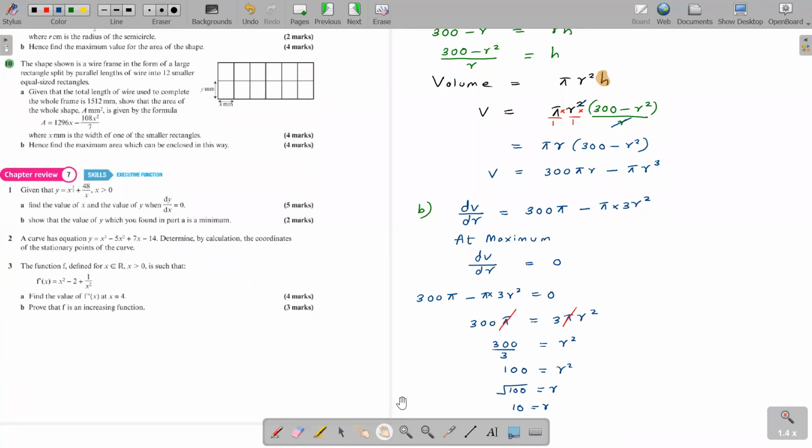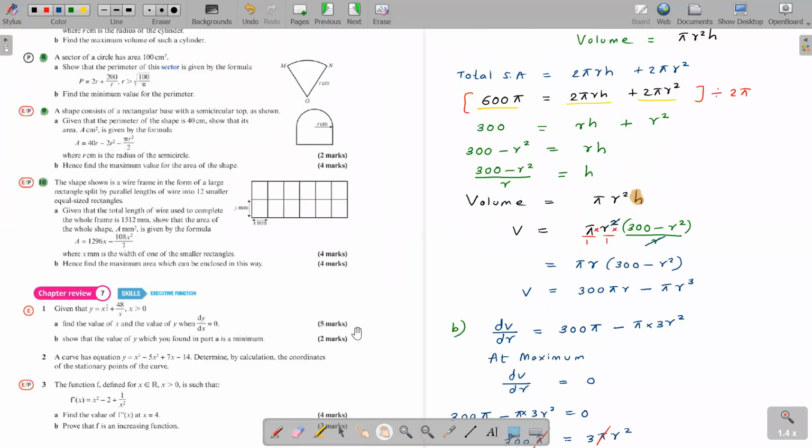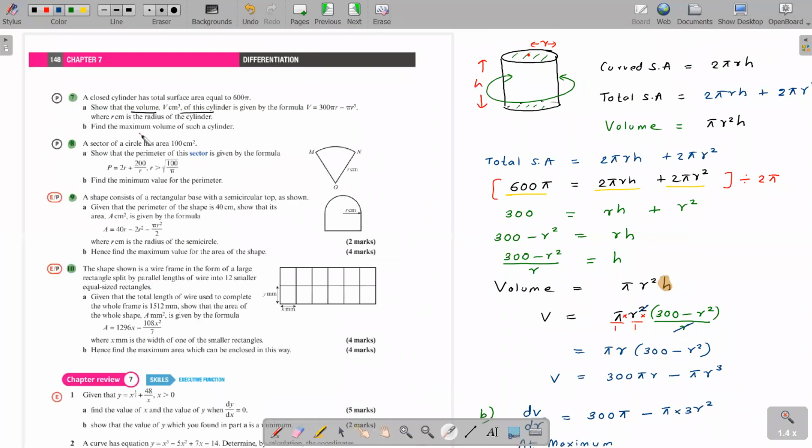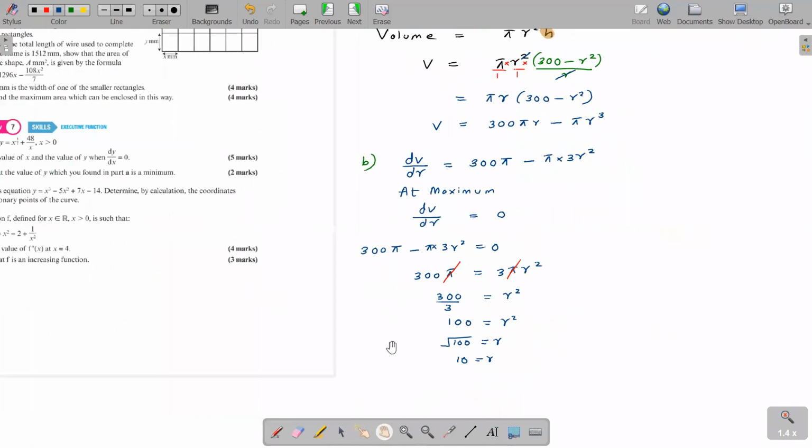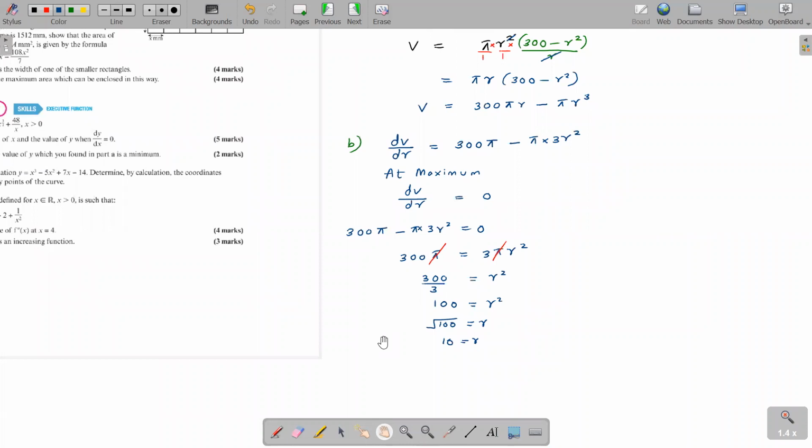Okay, so is this what they want? Basically what I have here is the r value at the maximum. Is that what they ask us to find? Read the question. They ask us to find the maximum volume of such a cylinder, not the r value that gives you the maximum. So how do I find the maximum volume? Substitute the r value into the volume equation. The volume equation is 300 pi r minus pi r cube. Replace the r with 10.